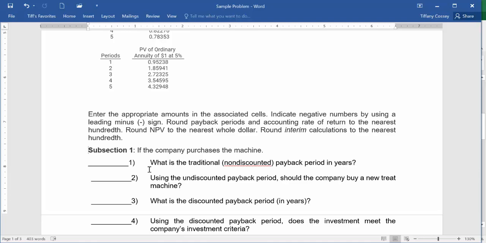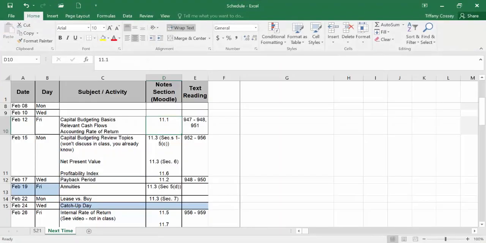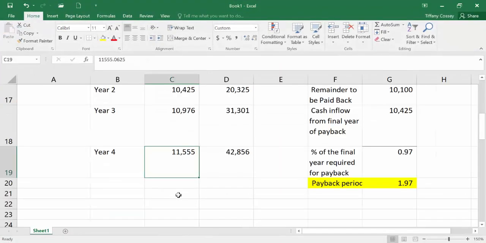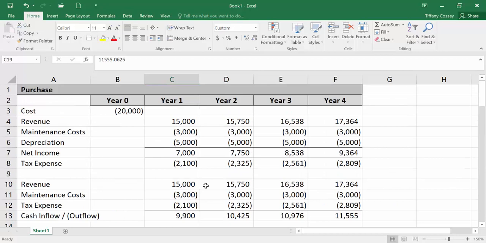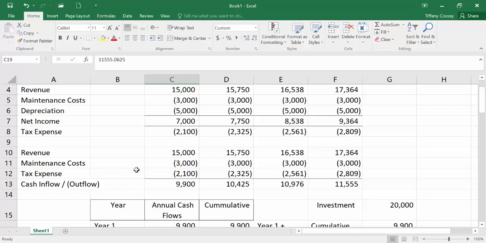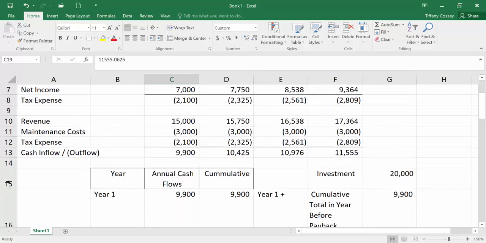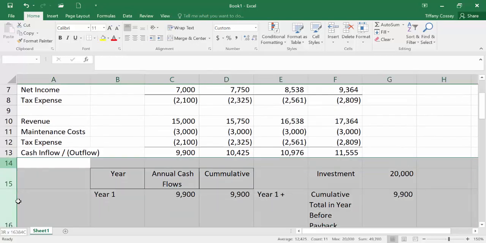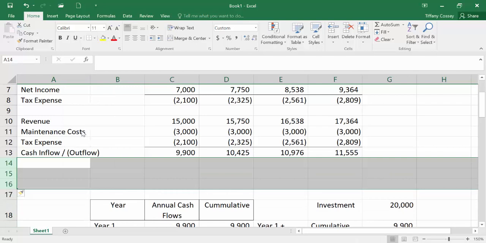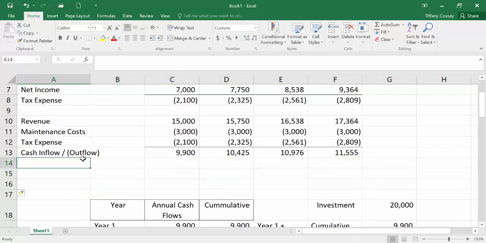But then when we do the discounted payback period, we would need to take into consideration the cash inflows or outflows and discount them based on the period of time. So I'm going to insert a couple more columns here, and we're going to apply the present value factors.